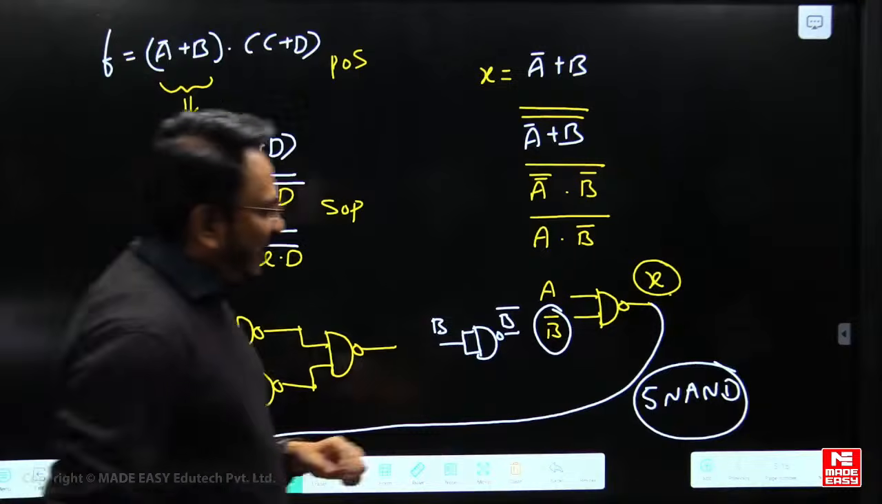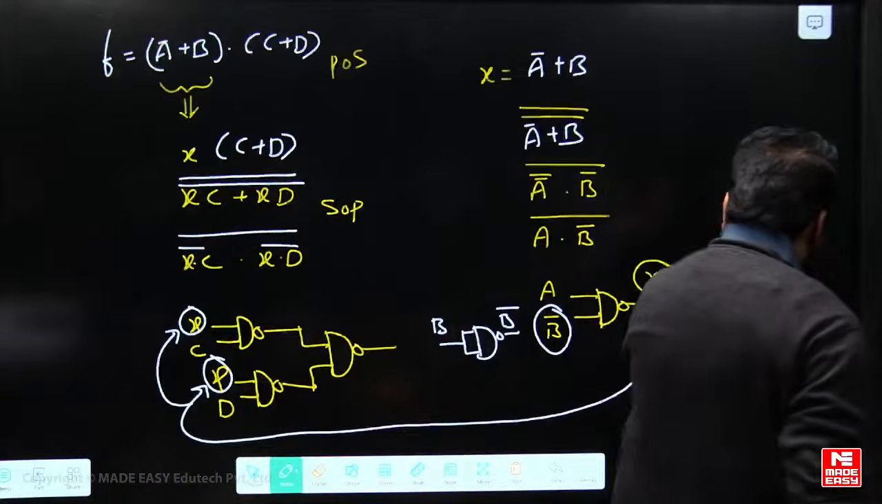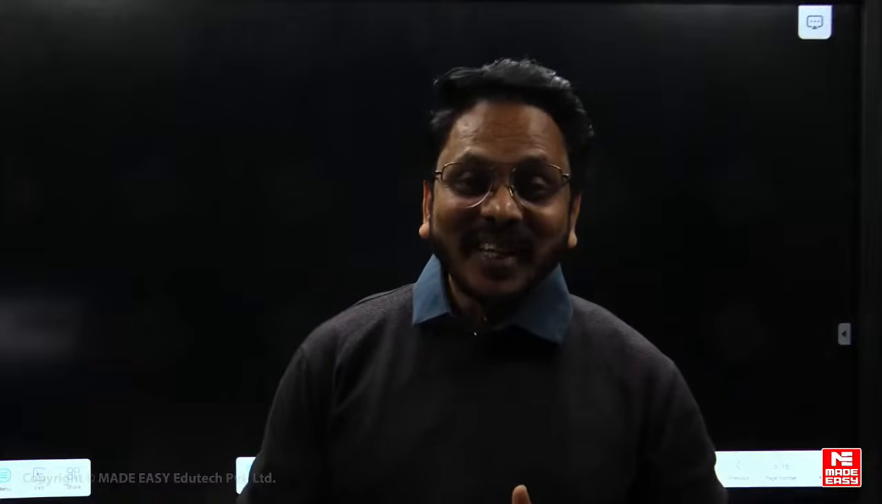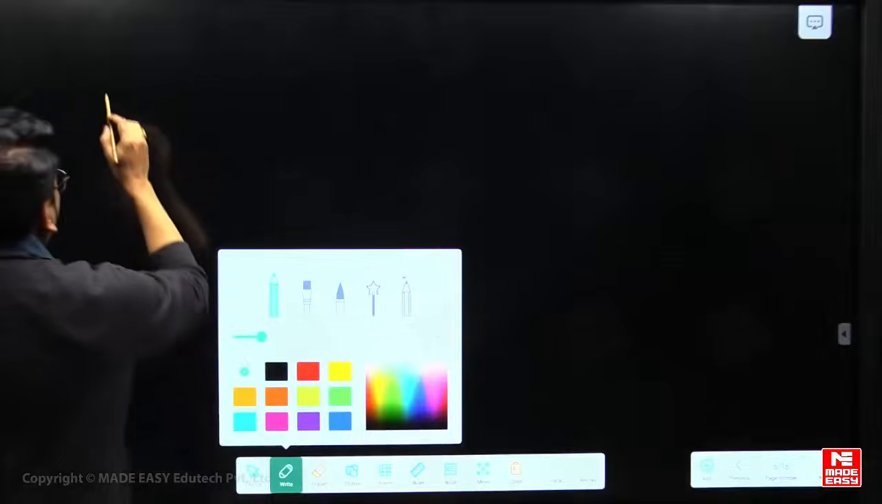Okay, right. Next we are going to discuss the NOR gates also. These all are actually short techniques, my dear. We are revealing these techniques for you. Now let me discuss like that for the POS form also.